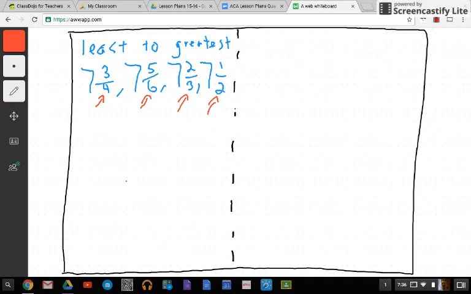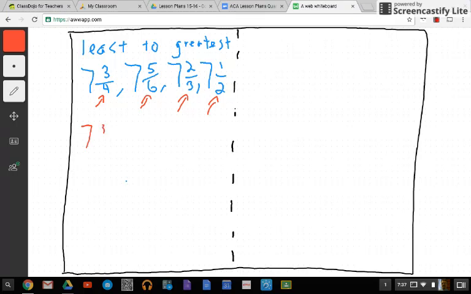So if I start thinking about it, I always start with the largest number, 6. Well, 6 times 2 is 12. Yep, 4 times 3 is 12. 3 times 4 is 12. And 2 times 6 is 12. So all of these can get a denominator of 12. So if I just go through, I'm going to start this way.